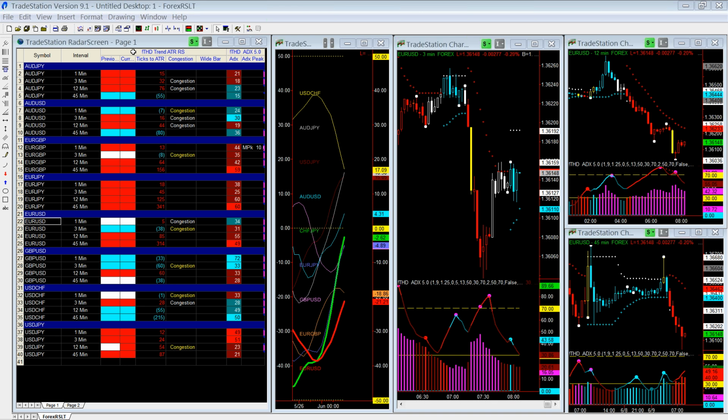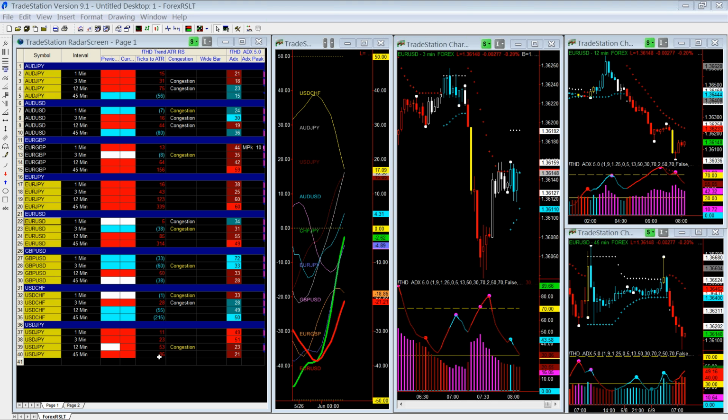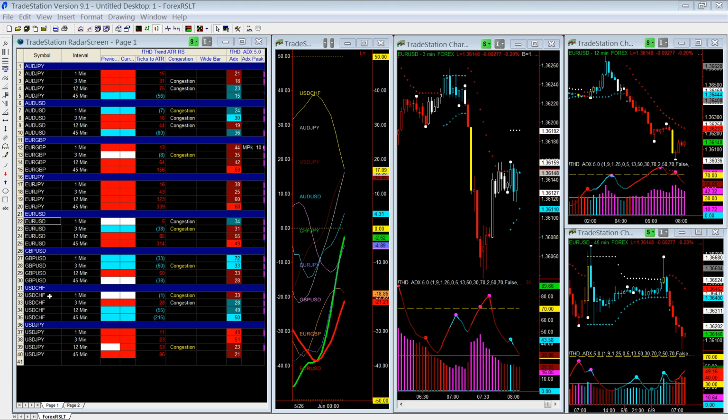The next column comes from the trend ATR. This is the version 2. You can see that we have the previous trend, the current trend. We also have ticks to the ATR. So I can actually scan down here and say, okay, the USD Swiss franc is 1 tick away from the ATR on the 1 minute chart if there was a trade there.